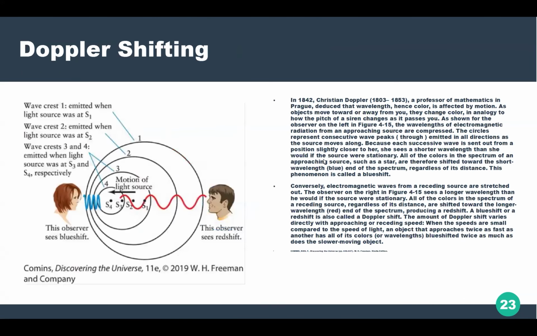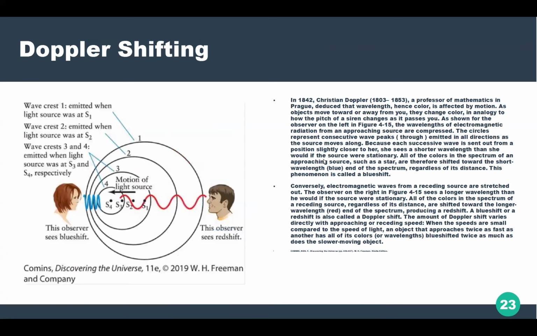In 1842, Christian Doppler, a professor of mathematics in Prague, deduced that wavelengths, and hence color, are affected by motion. As an object moves towards or away from you, it changes color, an analogy to how the pitch of a siren changes as it passes you. As shown by the observer on the left in figure 4.15, the wavelengths of electromagnetic radiation from an approaching source are compressed.